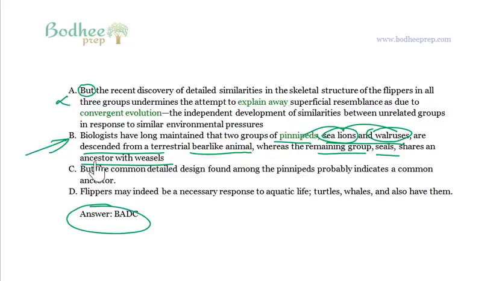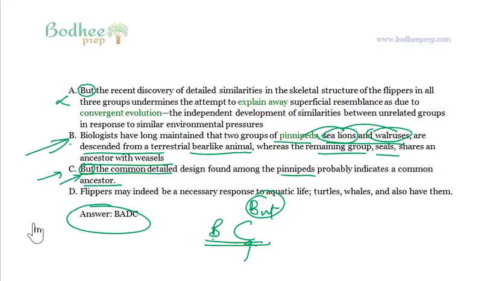Then you have, but the common detailed design found among pinnipeds probably indicates a common ancestor. Now, my point is that you use but, correct? That means it is having a contrasting idea. But if you put C after B, I would say that you don't need a contrast but in B. If you keep BC together, I don't need but. Why? Because the idea in C is the same as the idea in B. So the presence of but is awkward.